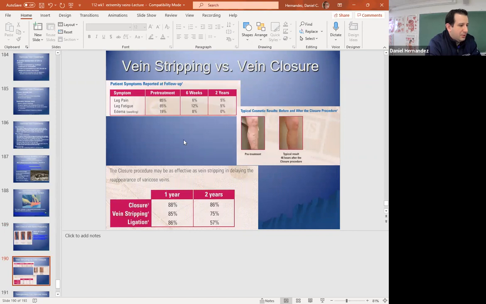This is just a chart showing the difference between vein stripping versus vein closure versus ligation. So you can see vein stripping and vein closure have pretty good results. Vein closure 2 years out still has 86% delay. This represents the delay in reappearance of the varicose veins. So 86% still don't have varicose veins 2 years out.